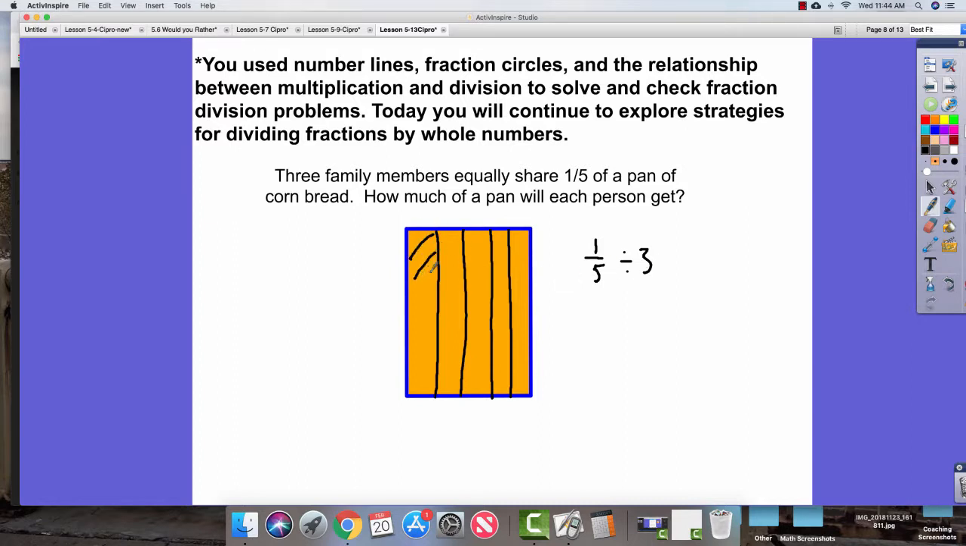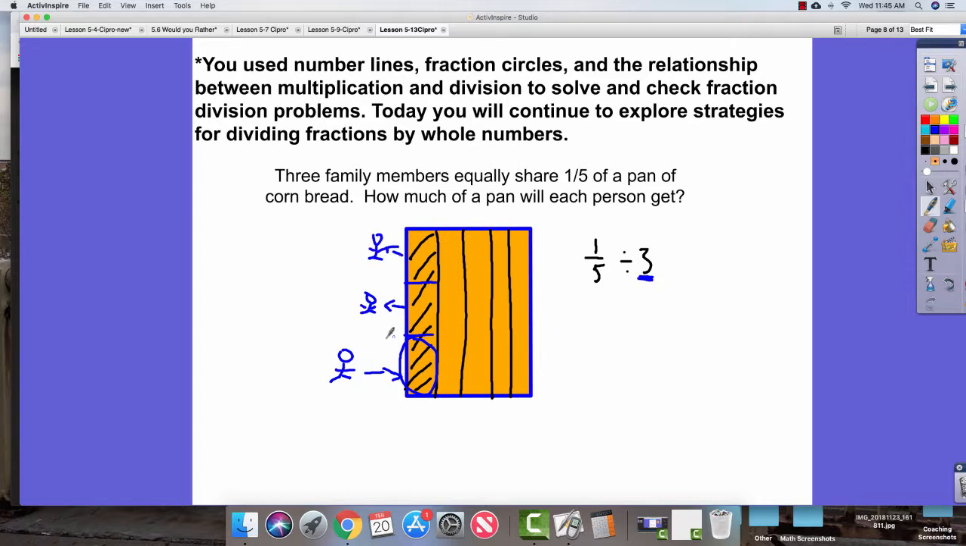So the family has this much cornbread to split up. Okay, I'm going to shade in 1/5 of this pan here. And they need to split this into thirds. They need to split this into 3 equal parts because there's 3 of them. So I'm going to take this 1/5 of cornbread that I have, and I'm going to put this into 3 equal parts here. Okay, so I can see that each person's going to get one of those. So I don't know, Sally would get that slice, Mom would get that slice, and Dad would get that slice.